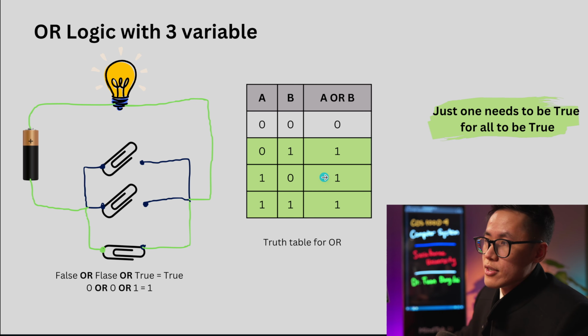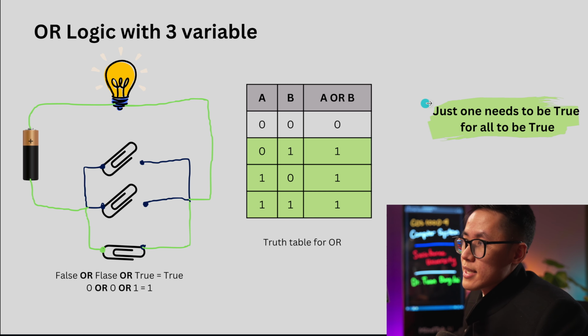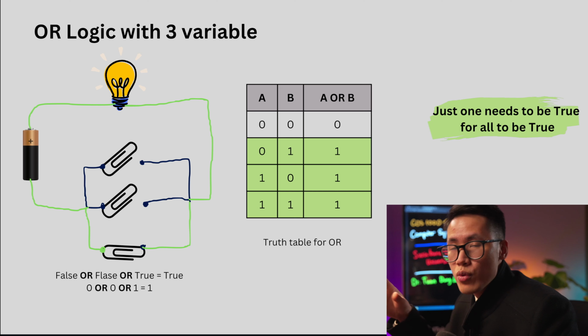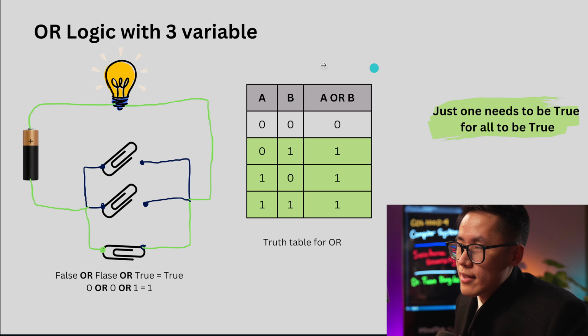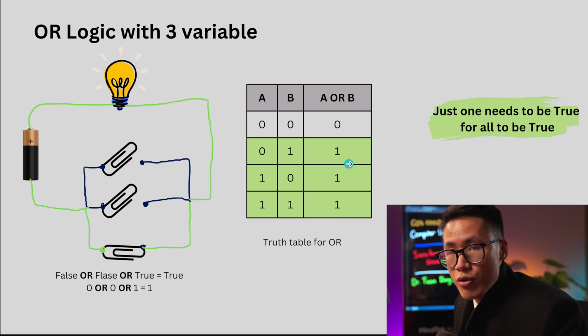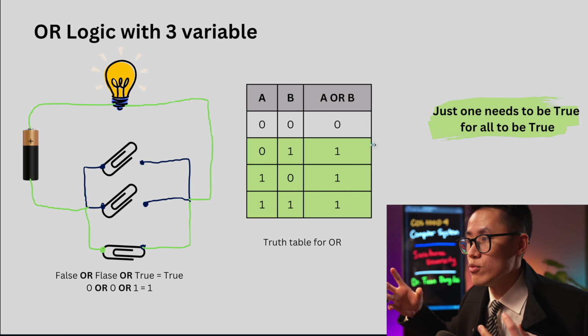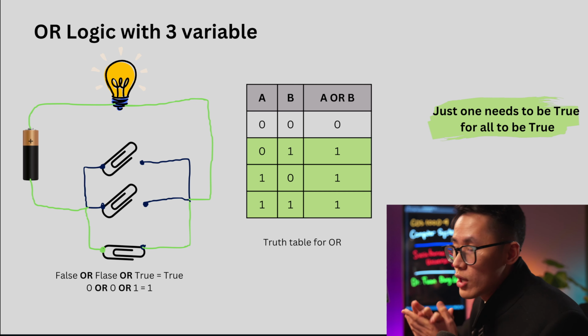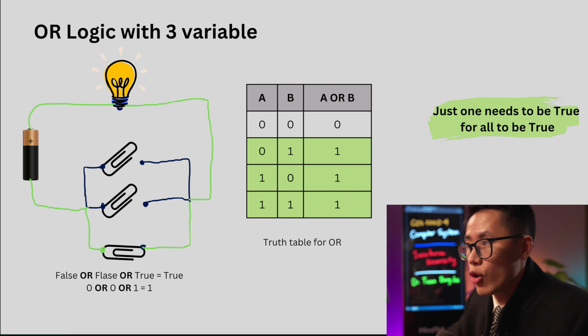So the thing that I use to remember the OR gates is that if just one variable or one statement is true, the whole thing will be true. This is very important because when you do programming, you need to write a lot of conditional statements where you have to merge different statements and logics together, and you need to have a good understanding of AND logic and OR logic.